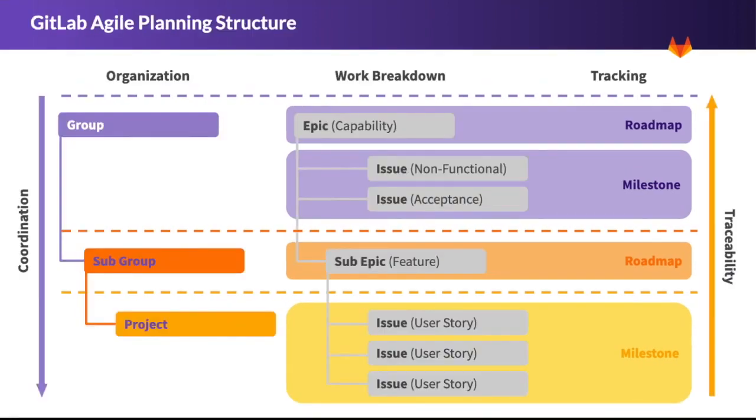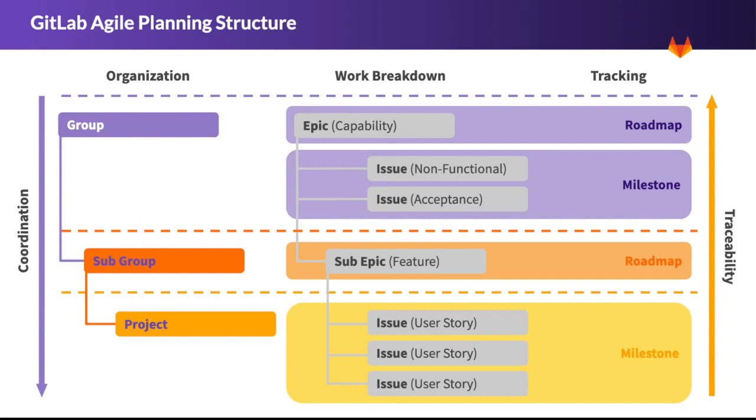Here, we have an overview of how the different components of GitLab could map to an organization. It's possible to use a single group to encompass an entire org, and then use subgroups for each division or business unit, which then encapsulate the individual projects.